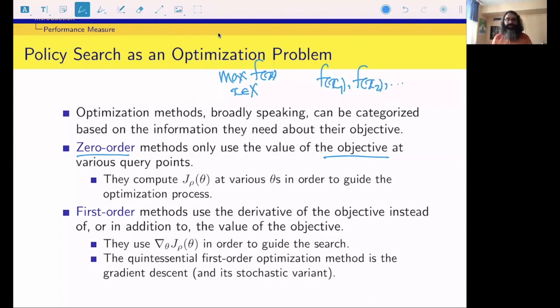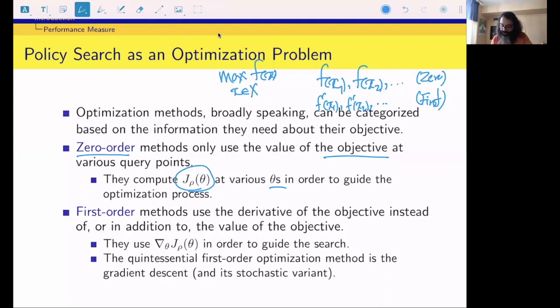So in the case of our problem, these methods try to compute J of rho of theta at various thetas in order to guide the optimization process. And then we have first order methods, which would use the gradient information or derivative information. So they use f prime of x1 and f prime of x2 and so on. They can also use the zero order information too, like the value of the function itself.